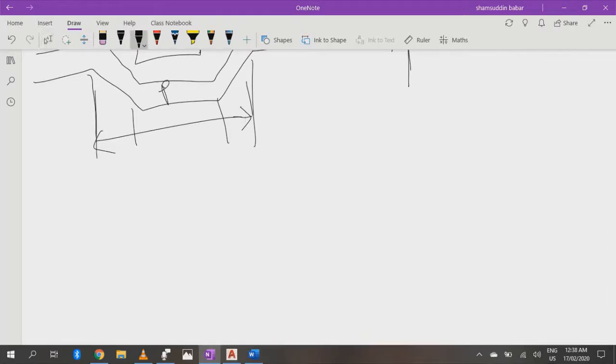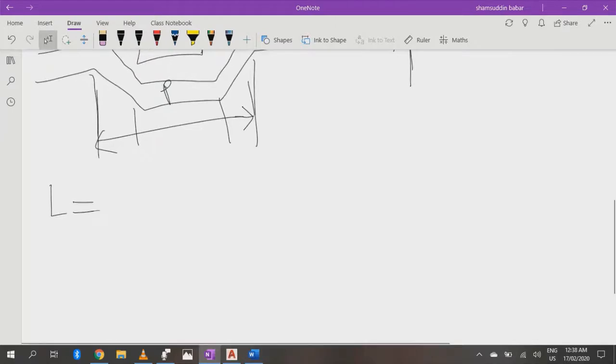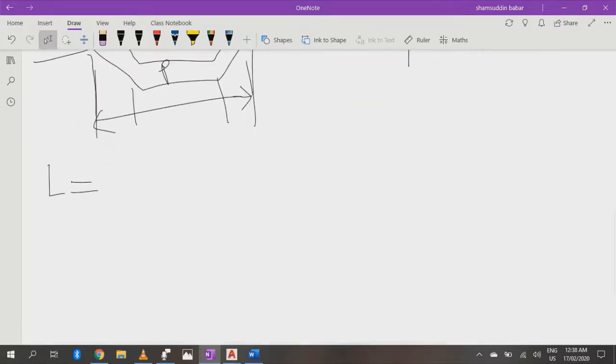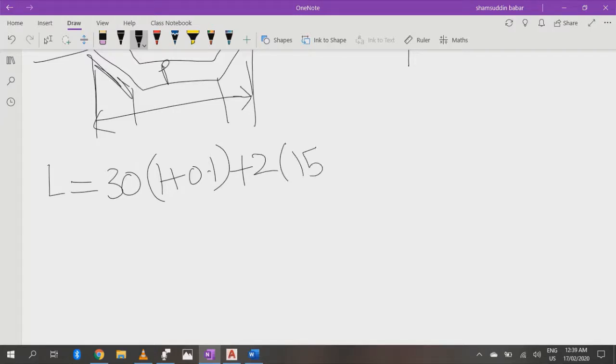We usually design the siphon for worst conditions. So for length of siphon, we knew that the width of stream is given here as 30 meter. So 30, and for worst condition we will take 10% more, so 1 plus 0.1, 1.1 plus, now this triangular portion will be about 15 meter, and it is from both sides, so multiply by 2, so it will be 63 meter, and it is length of siphon.